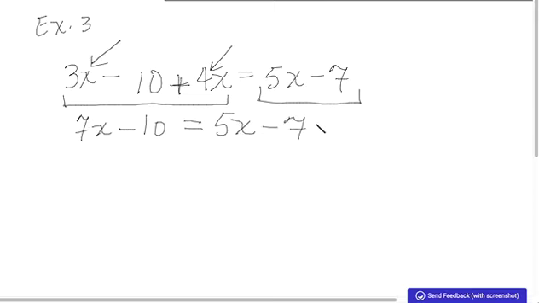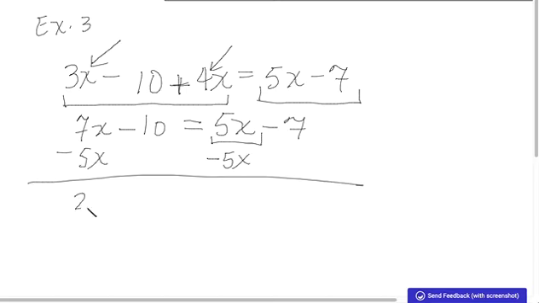Now I'm ready to make decisions about which side the variable is ultimately going to end up on. And in this case, since I've got equal numbers of terms on both sides, it makes sense for me to go ahead and pick on the little guy here, in this case it's 5x. So I am going to subtract 5x from each side. All right, and then when I do that, I get 2x minus 10 equals, and remember there's a minus sign in front of here, so I got to bring down minus 7.